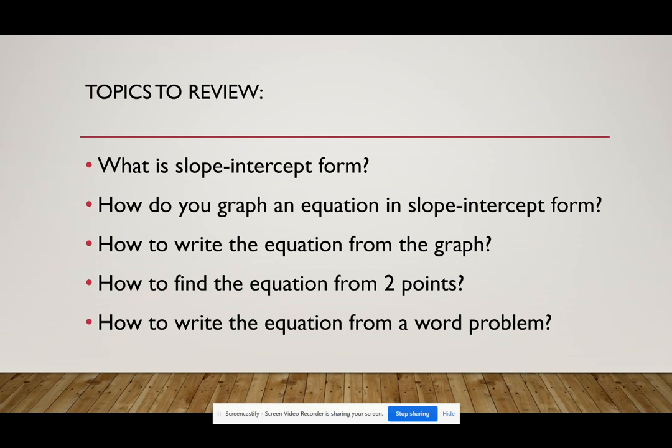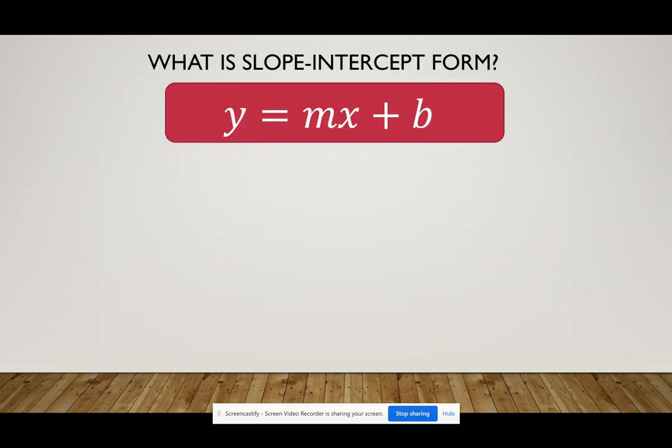It's been quite a bit since we've talked about these things. This was like a week or two worth of lessons. But knowing these skills is definitely going to help prepare you better for Algebra 1 next year. So let's start with what is slope-intercept form.